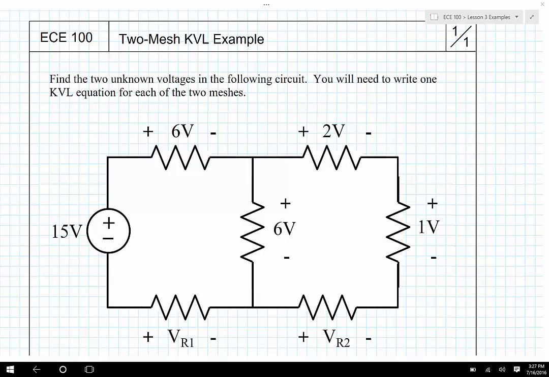Hi, let's consider a bit more interesting example, and by interesting I mean a little bit harder example. In this case, you can see that the circuit has two meshes. Remember that a mesh is simply a loop that doesn't contain any other loops, and I'm going to do a KVL around each of those two meshes.